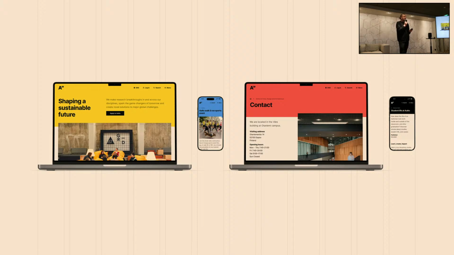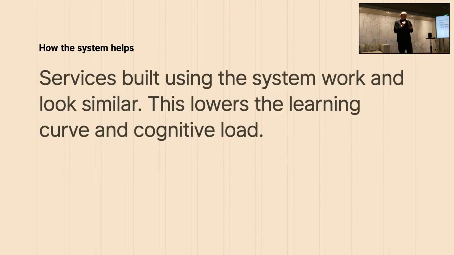So if the different services of the university are similar to each other, it's making the life of this new student easier. And they can be using any kind of devices, in different environments and with different skill sets, but still they experience the same unified university brand. So the system helps by making the different services coherent and similar.